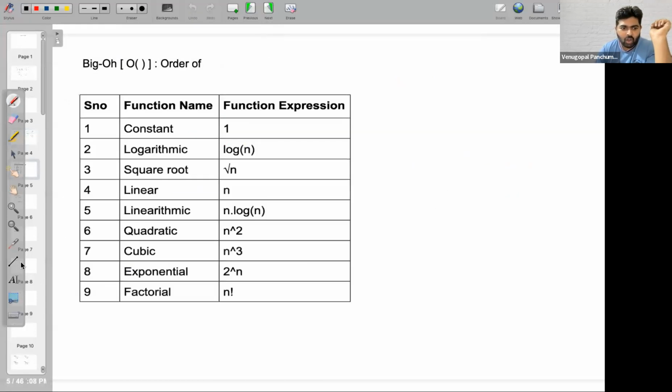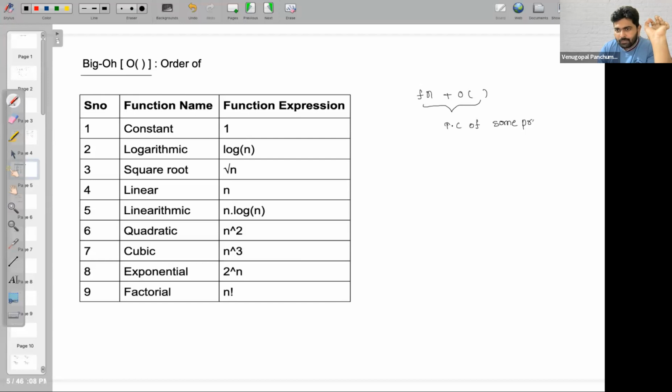Next, friends, I talked about something called big O. I haven't yet explained the proper definition, but I told you there is something called big O, order of. If you take big O of this mathematical function, then we can say that it is the time complexity of some program. TC means time complexity of some program.